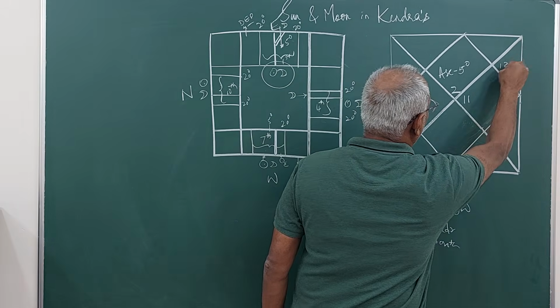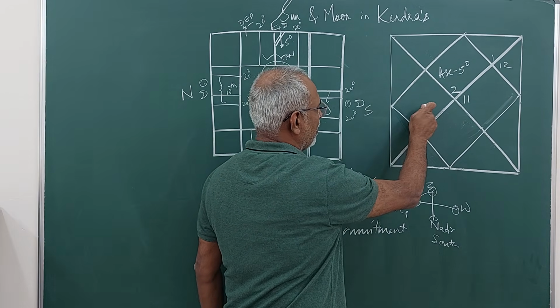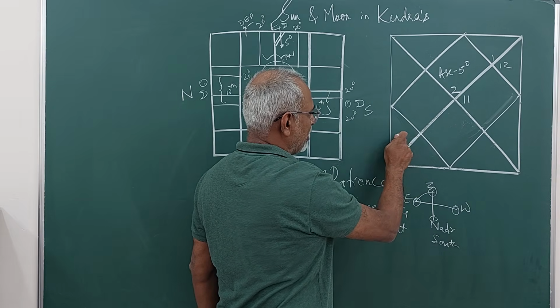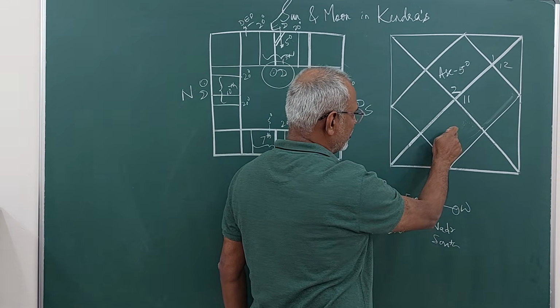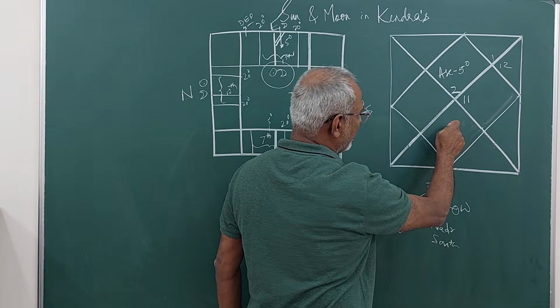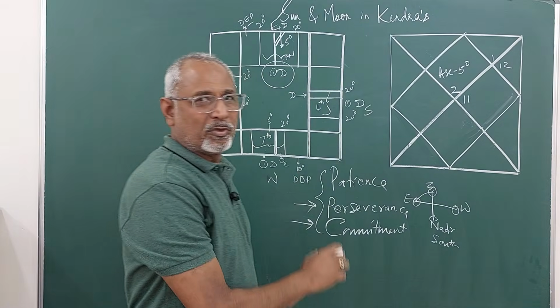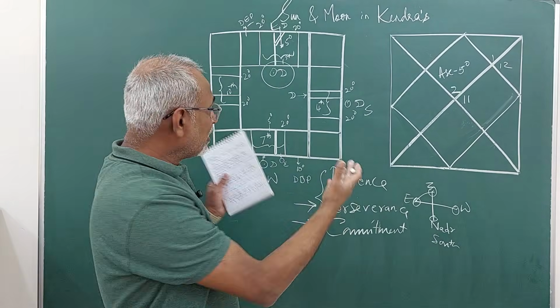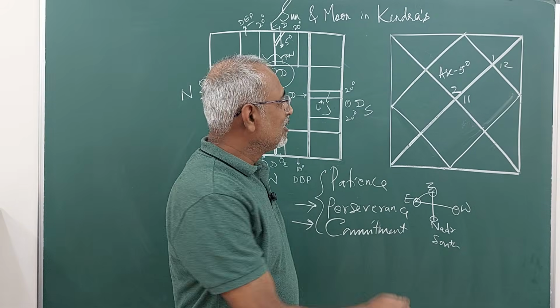So because this is 12 and this is 1: Mesha, Vrishaba, Mithuna, Karkataka, this is Simha, Kanya, then we can go Tula, Vrishchika, Dhanassu, Makara, Kumbha, Meena. So this is how it is. So right, South Indians are seeing now. So this is how the North Indian chart works.